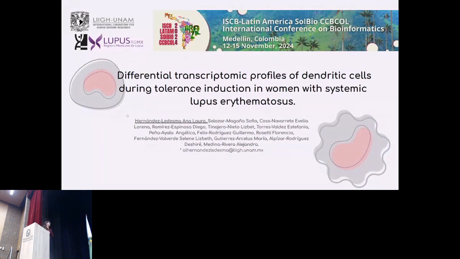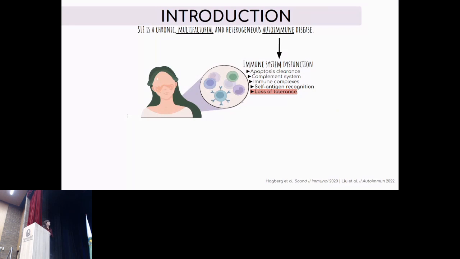My name is Laura Hernández, and I'm going to talk to you about a part of my PhD project, which is entitled Differential Transcriptomic Profiles of Dendritic Cells During Tolerance Induction in Women with Systemic Lupus Erythematosus. So firstly, I'm going to talk to you a little bit about what is lupus.